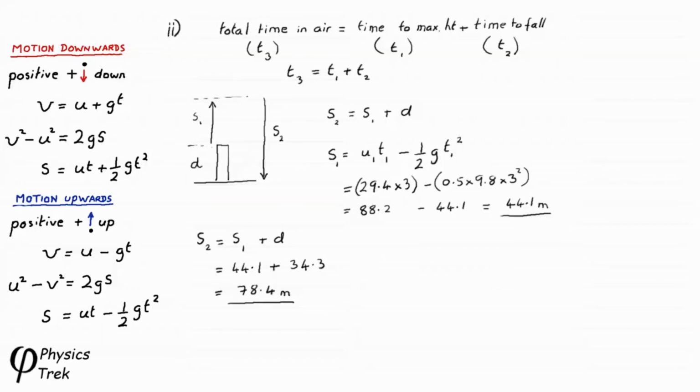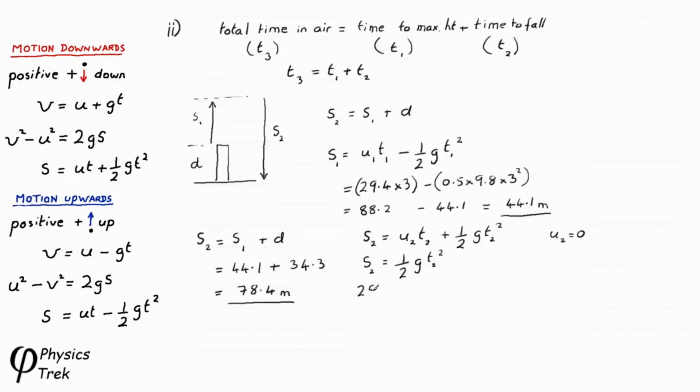Now let's not forget what we're trying to do here, trying to work out t2 by working out s2. We worked out s2, and now we need to write down the equation. s2 is equal to u2 t2 plus a half g t2 squared, and make t2 the subject of the equation. Now the first term goes out because u2 is equal to 0. So we're left with s2 is equal to a half g t2 squared.